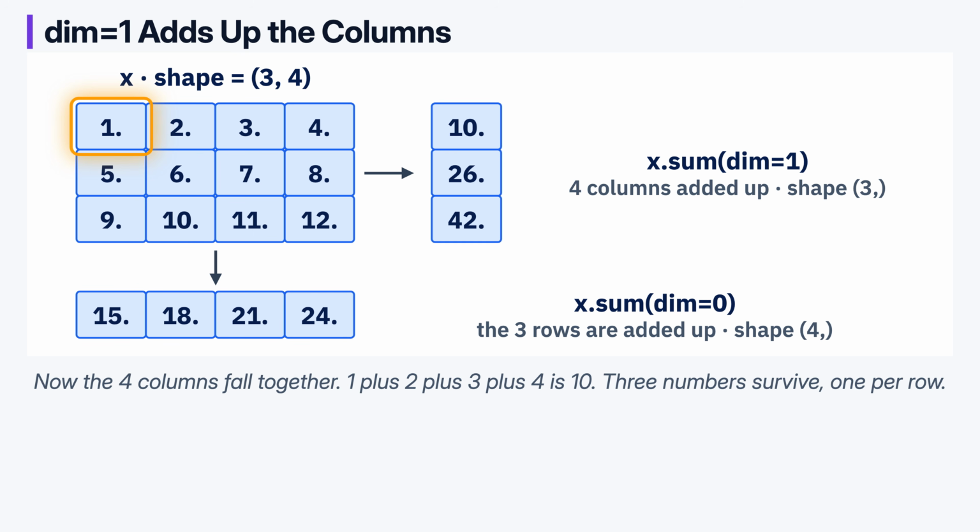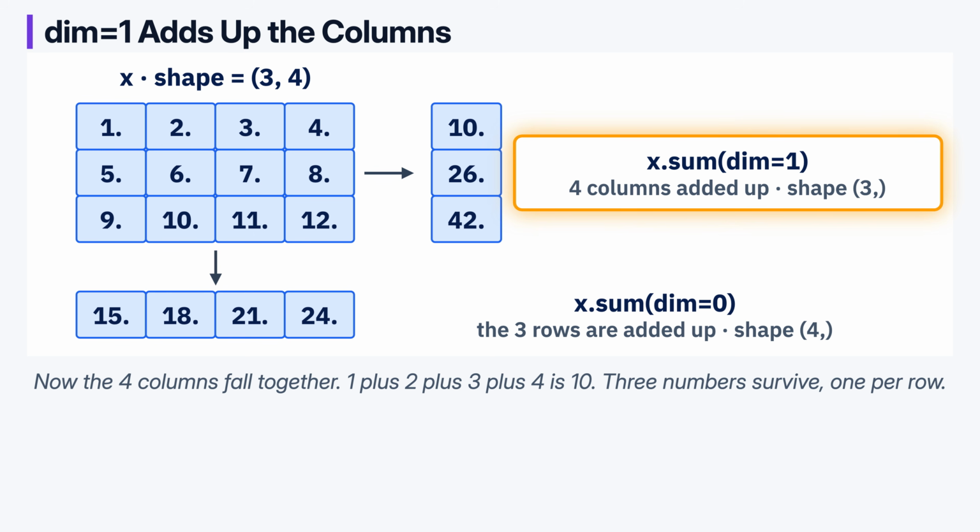Change it to dim equals 1. And now the 4 columns fall together, 1 row at a time. In the first row, 1 plus 2 plus 3 plus 4 is 10. 3 numbers survive, 1 per row. The shape is 3.